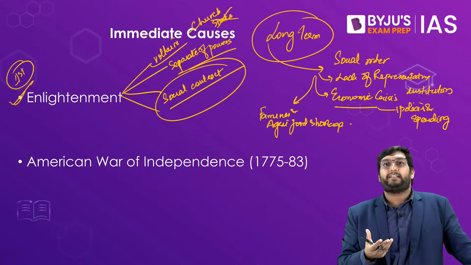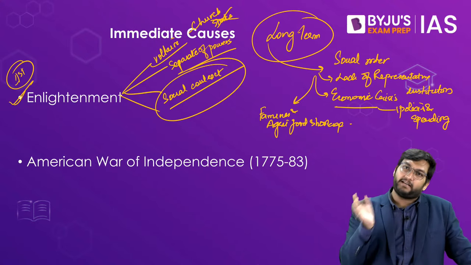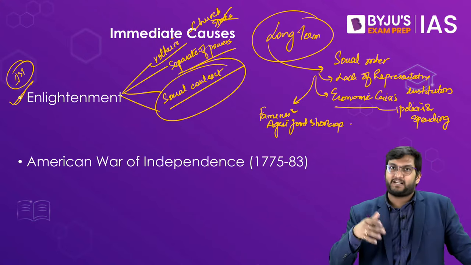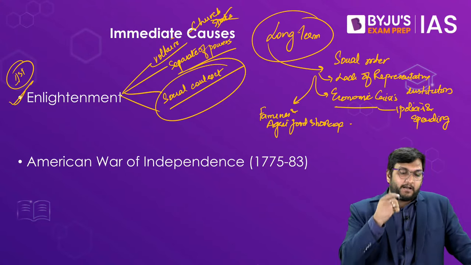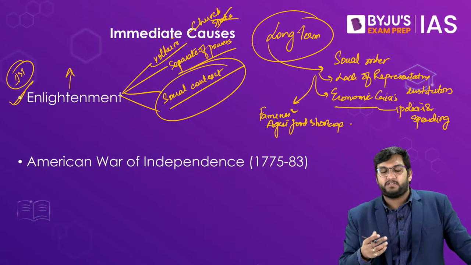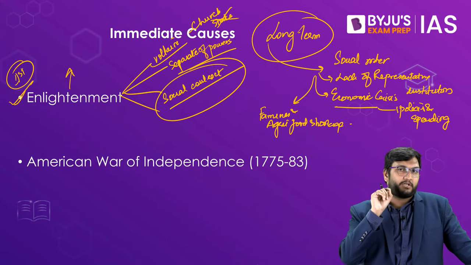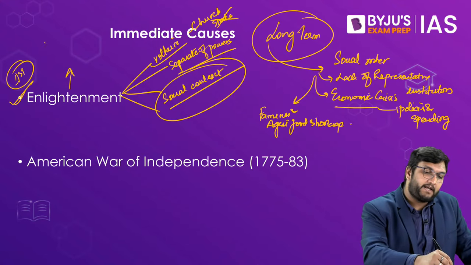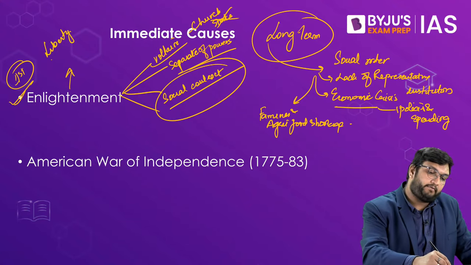So the Enlightenment ideas were very significant in the American Revolution also, because people will start to think differently. But basically, what the Enlightenment will do is, it will add very important concepts. What are the important concepts? Liberty, freedom, representation.